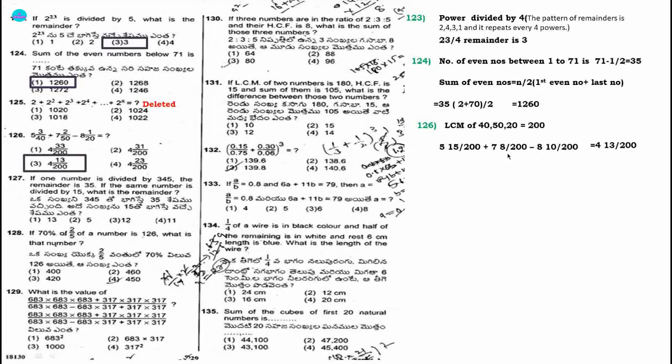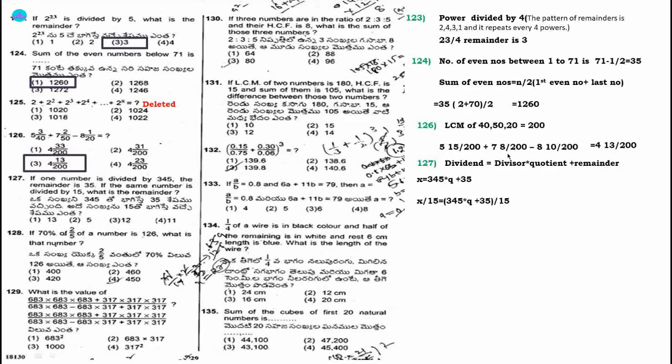Option 3. If one number is divided by 345, the remainder is 35. The same number is divided by 15, what is the remainder? Now we know when we do division, dividend is equal to divisor into quotient plus remainder. Now what they told, if that number is x, x divided by 345 we are getting the remainder as 35. So x is equal to 345 into q, that is quotient, plus 35.